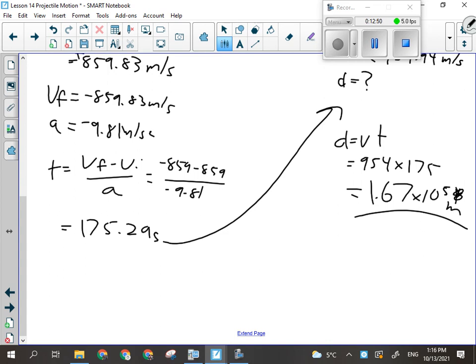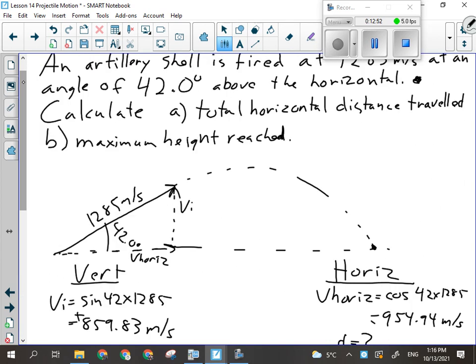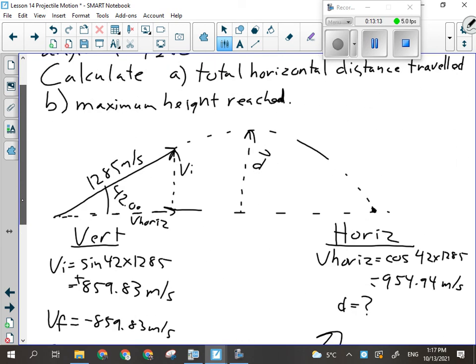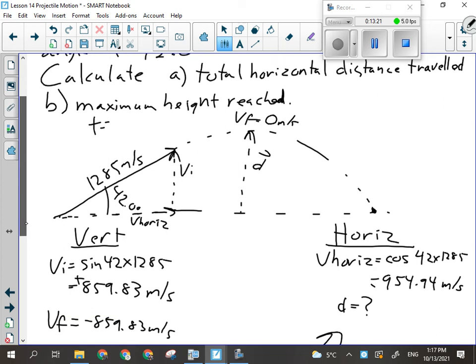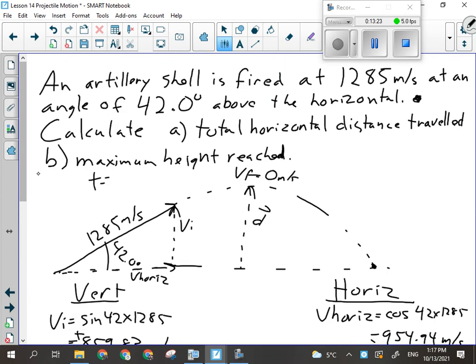Okay, the next thing we have to figure out is what is the maximum height? That'll be the vertical displacement right here. What changes about my information right there? The time is half, and what else? VF is 0, right. All right, so my vertical velocity is now 0, okay? So VF equals 0 meters per second, and my time is now 1/2 of the 175 seconds, right?